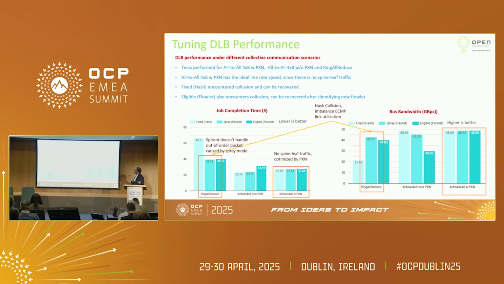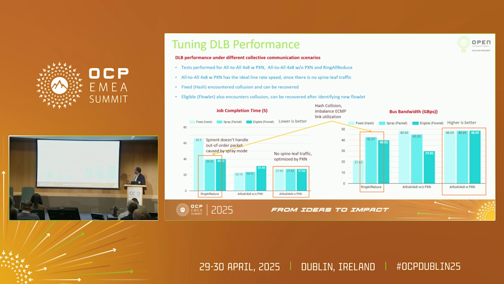Lastly, we did DLB performance under different collective communication scenarios. We used three scenarios. One is all-to-all 4x8 with PXN, and then without PXN, and then a ring all reduce. PXN is a mode in which the traffic flows from the GPU to the NIC without the CPU involvement. It goes through the NVLink and the PCIe. So there is this mode called PXN, which eliminates the spine. There is no spine to leaf traffic.